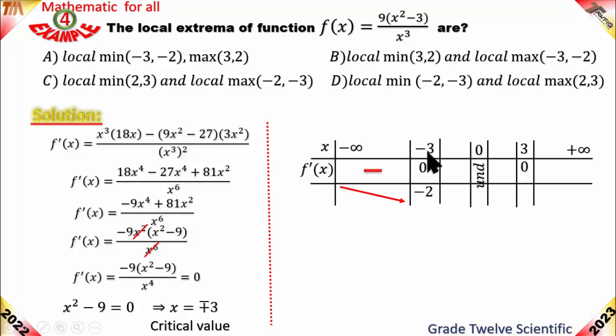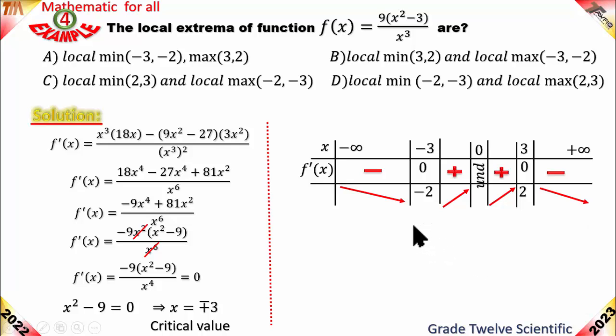When we take a number between minus 3 and 0, let it be minus 1, and replace it in f prime of x, minus 1 squared is 1, 1 minus 9 is minus 8, and minus 8 times minus 9 is positive, so here is a plus. So it is increasing on the interval from minus 3 to 0, and here it is increasing and here it is decreasing.